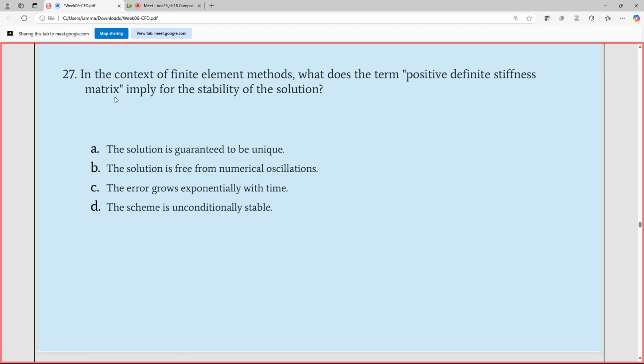In the context of finite element methods, the question is on the finite element method, that is FEM. What does the term positive definite stiffness matrix imply for the stability of the solution? Options are: option A, the solution is guaranteed to be unique. Option B, the solution is free from numerical oscillations. Option C, the error grows exponentially with time. Option D, the scheme is unconditionally stable.